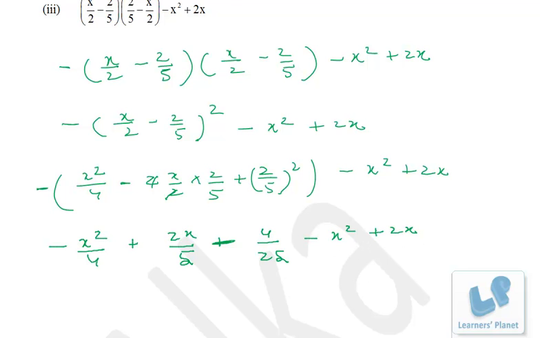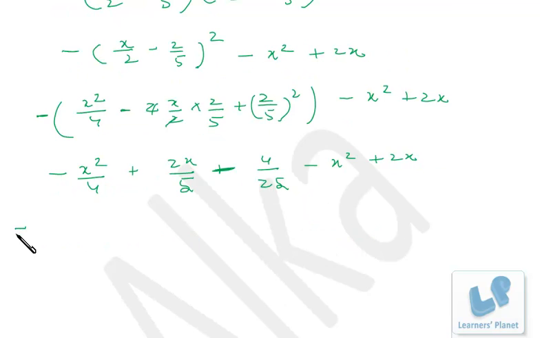Okay. Now we just have to simplify this. It is minus x square by 4 and it's minus x square. So it's minus 5 by 4 x square, right? It is 2x by 5 and it is 2x. So it is 12x by 5 minus 4 by 25. Right? I'm sure you are clear now.